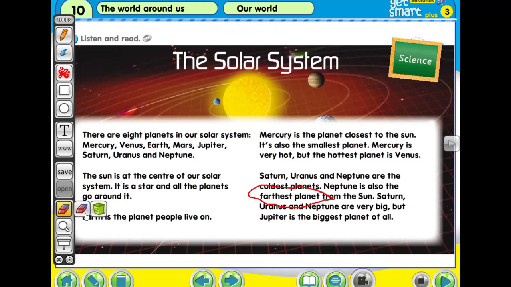Alright, we proceed. It says here, Jupiter is the biggest planet of all. So the keyword here is the biggest planet. Try to ask a question. Your question should be, which is the biggest planet?